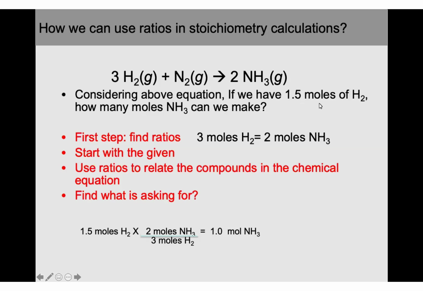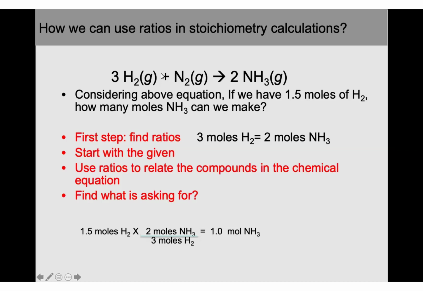If we have 1.5 moles of H2, how many moles of NH3 can we make? So you might ask, okay, how is it possible? They give H2, so why do they ask for NH3 here? Did the instructor make a mistake? No, it's not a mistake. They want you to use stoichiometry here. It's magic, right? Chemistry is magic. They give you one compound and want another compound. This is why we probably call chemistry magic.